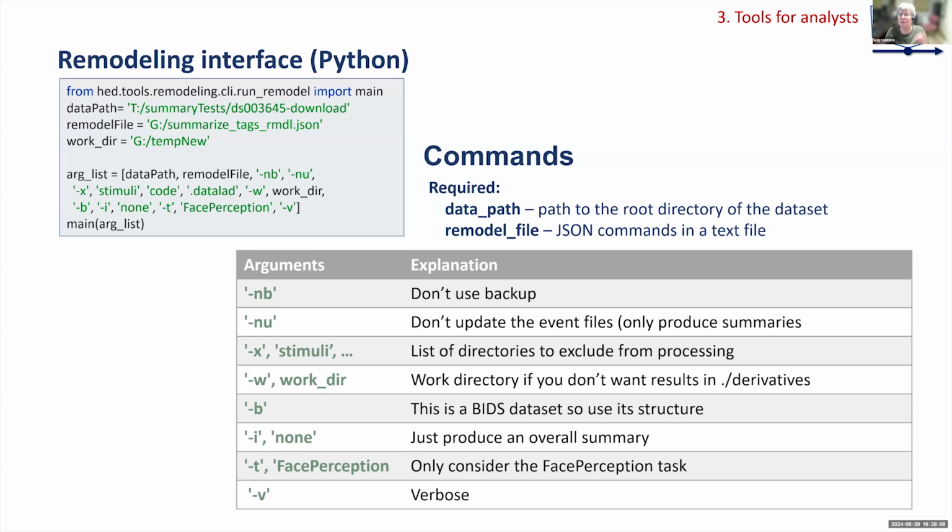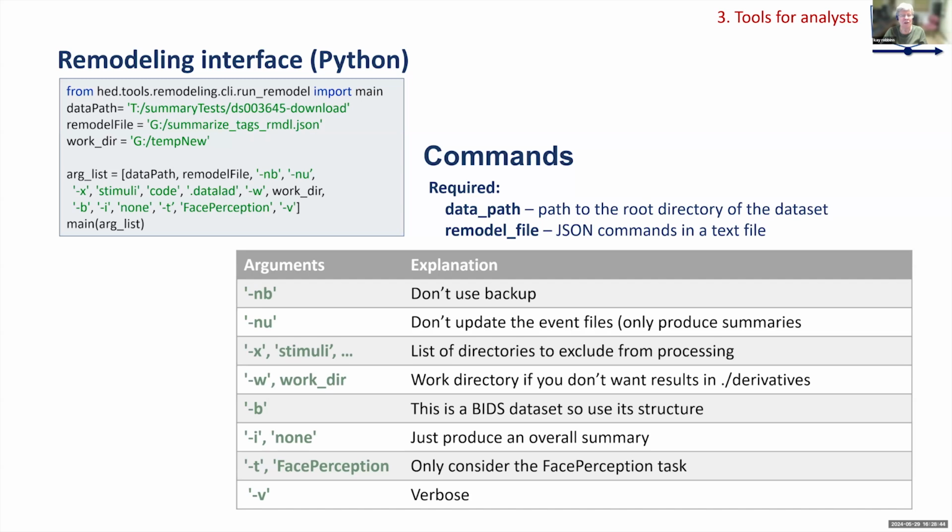You can modify your event files for doing your analysis. You could then back that one up into a different directory, like a checkpoint, and you could then restore it at any time. But here we don't want to use a backup. This was used because of "don't update the event files, only produce summaries." That was because this is for NEMAR actually, because they're just producing summaries and they don't want to do anything with the event files in the data set itself.